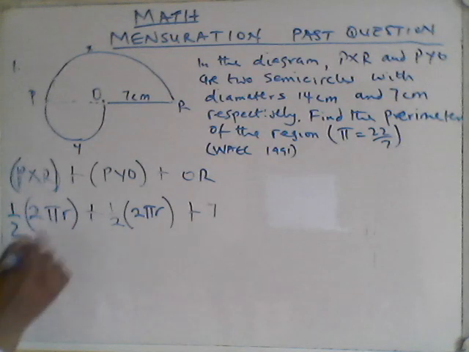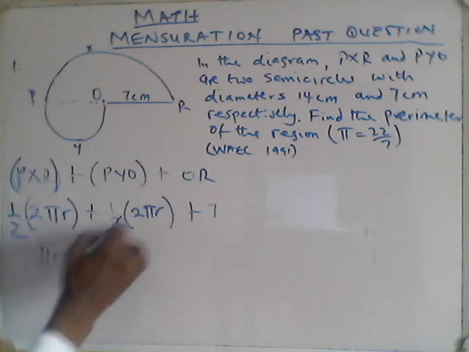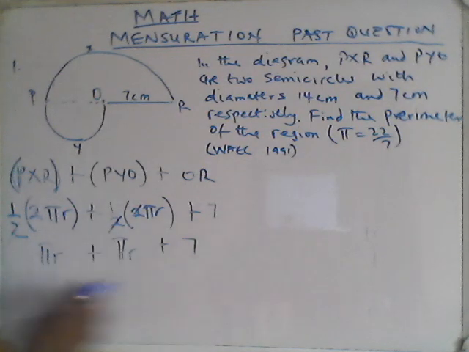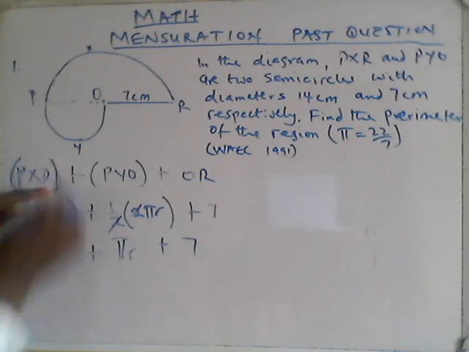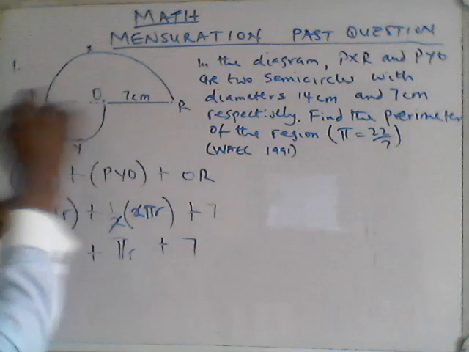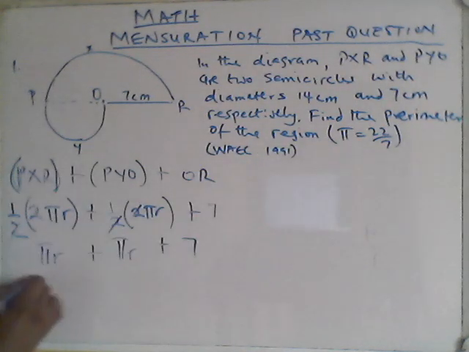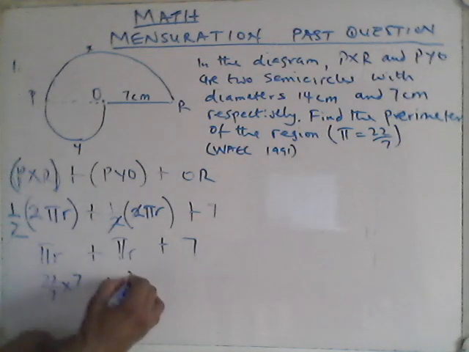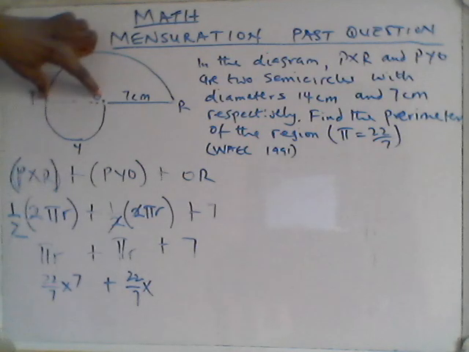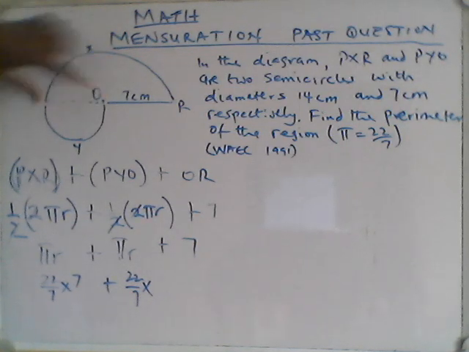So for this first one, if 2 cancels 2, I'll be having pi r, plus 2 cancels 2 again, having pi r plus 7. This first pi r is pi r of PXR. PXR, the radius is going to be 7. Why? Because PR is already 14. So half of PR is 7. So I'll put my pi, 22 over 7 times 7, plus here again 22 over 7 times the radius for the small semicircle, which is supposed to be 3.5. Why? Because the diameter of this one circle is 7. So half of 7 is 3.5.